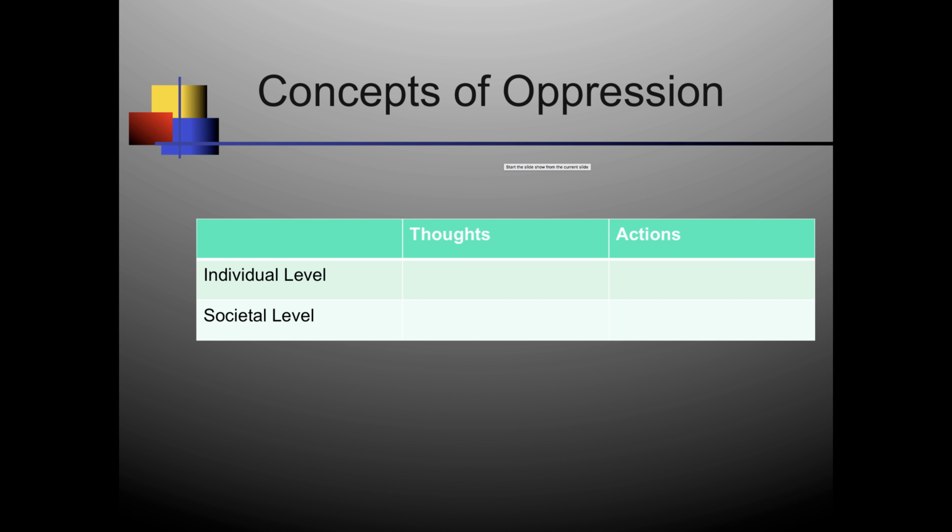I want to organize them into a 4-square table with an axis that refers to either thought or action, and the other axis referring to individual level or societal level. So the grid looks like this. And for each of these axes, there's a different concept for understanding how oppression may occur in society. We'll fill in the grid as we discuss each concept.